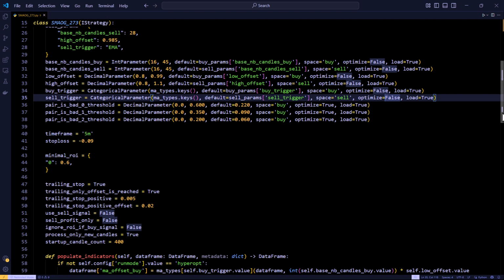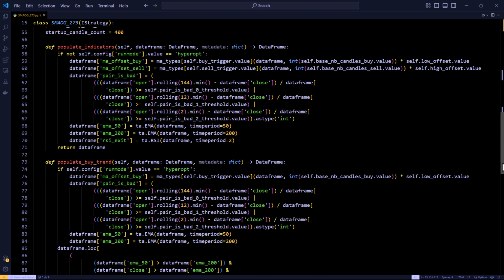As for the indicators, the developer has fine-tuned the entry and exit points around the exponential and simple moving averages by using offset multipliers. And then there are the EMA 50 and the EMA 200 that are used for the trend direction, which is a classic golden cross setup.